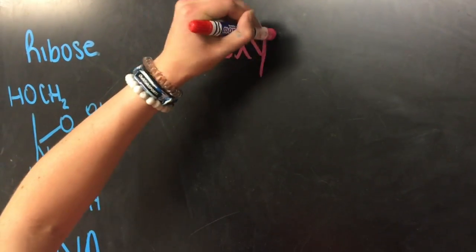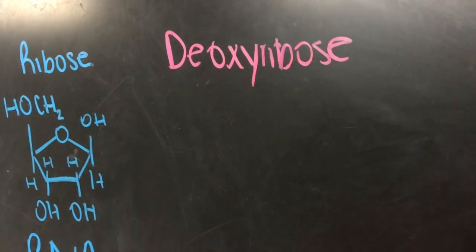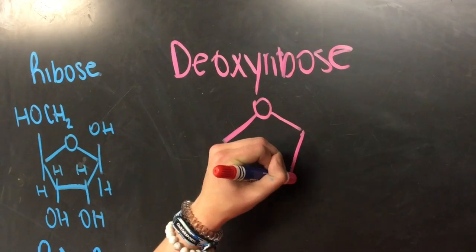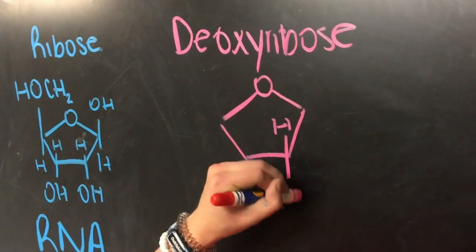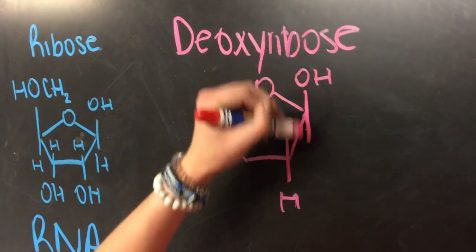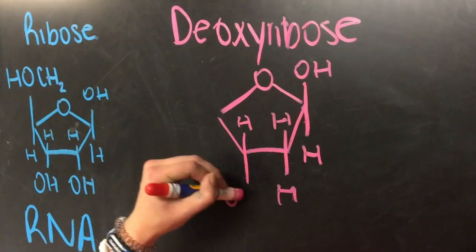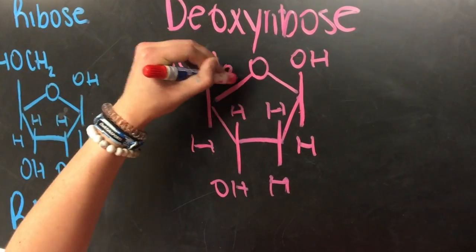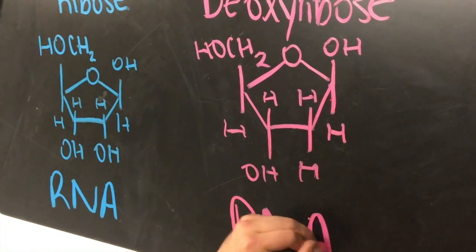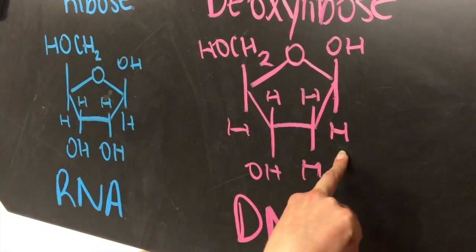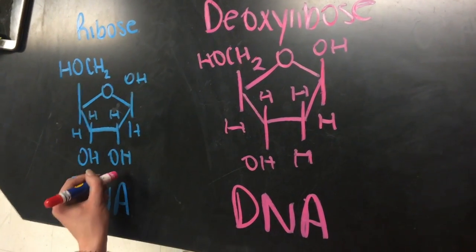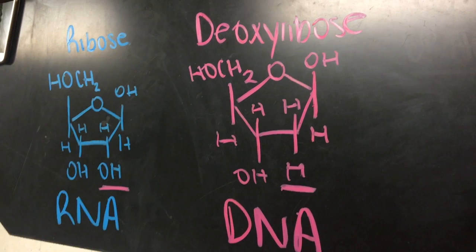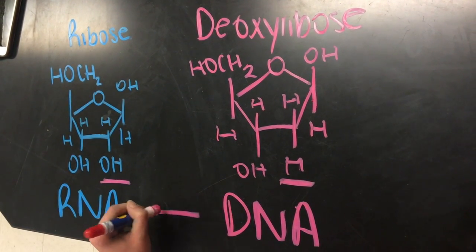Now, we're going to take a look at RNA, which is short for ribonucleic acid. The difference between RNA and DNA is that the sugar in RNA is ribose, hence the R in RNA, whereas the sugar in DNA is deoxyribose, which creates the D in DNA. As you can see, their structures are very similar. However, deoxyribose has hydrogen where ribose has a hydroxyl.